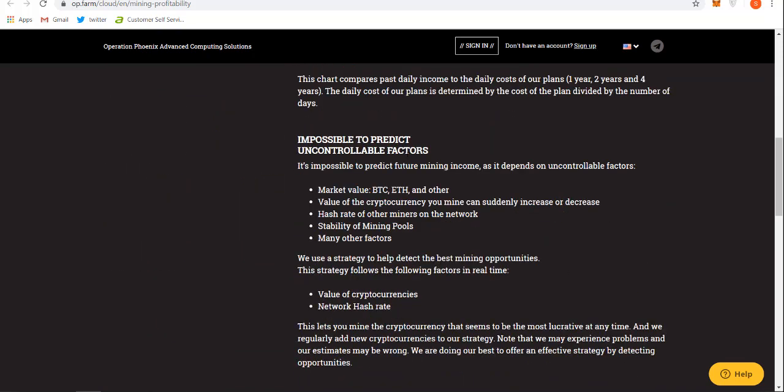It's impossible to predict uncontrollable factors. It's impossible to predict future mining income, as it depends on uncontrollable factors like the market value of the cryptocurrency you mine suddenly increasing or decreasing. And as you know, you cannot predict the mining cost or mining profitability because the crypto market is very volatile and the price of the currency may increase or decrease suddenly, and technical analysis and fundamental analysis also are not working in this type of market. So we cannot predict a profitable and average income in the future when using cloud mining.